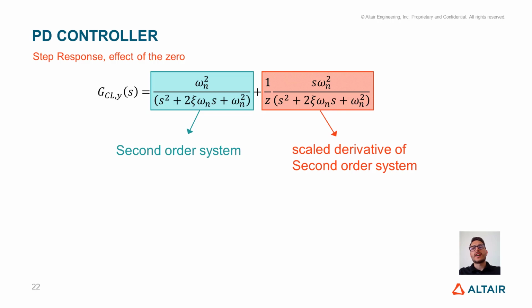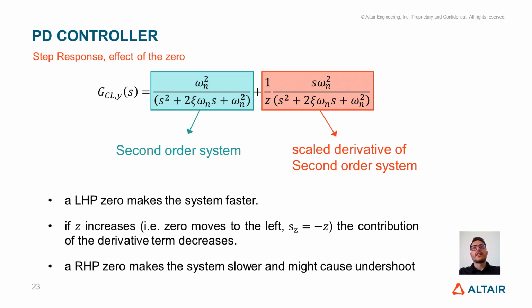While the second transfer function is the scale derivative of the second order system transfer function. This means that also the step response is determined by the sum of these two transfer functions. Instead, during the design phase, we have implicitly considered only the contribution of the first transfer function, neglecting the effect brought by the added zero. Moreover, we can see that the contribution of the second transfer function is weighted by the value of the zero.